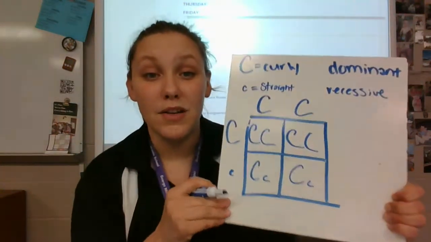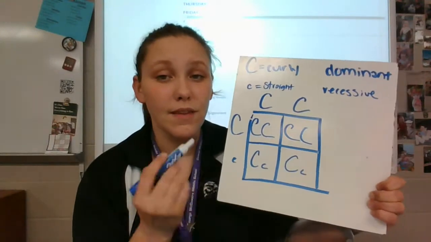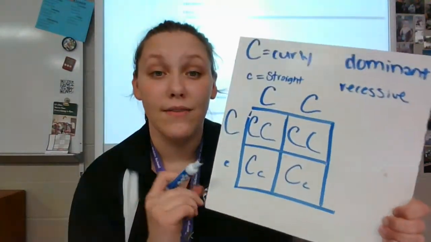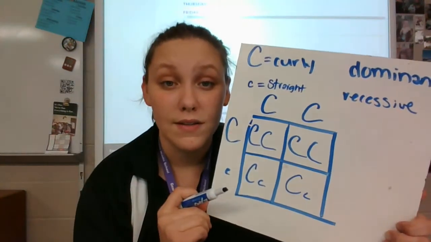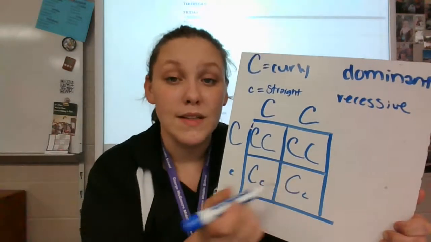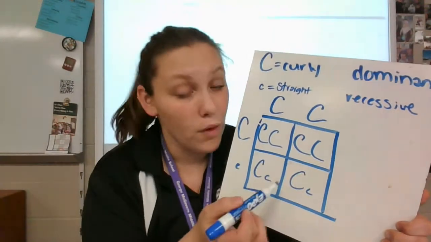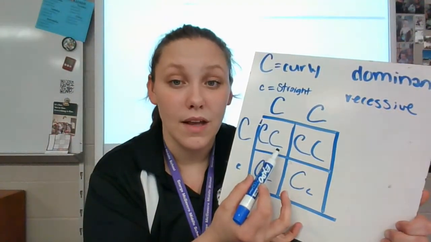Now we're going to take the information and talk about it. In this Punnett square, all 4 of these boxes have capital C's, which are dominant traits. So each one of these boxes represents a percentage of that trait. Since there's 4 boxes, each box is 25%.